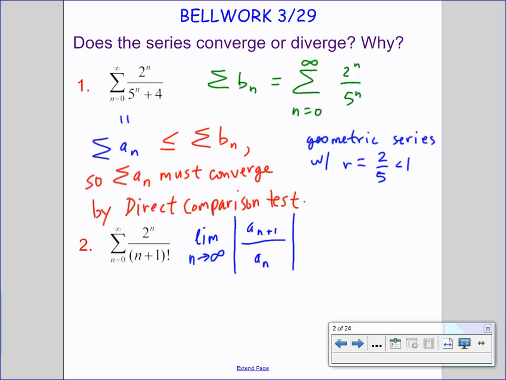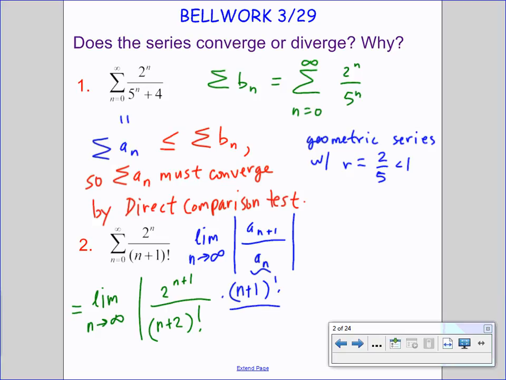So let's go ahead and see if we can plug in here. Again, I'll be multiplying by the reciprocal just to save space. So here we go. 2 to the n plus 1 over n plus 2 factorial. Did everybody see how we got that? n plus 2 factorial out of 1, good. And then my a sub n is going to be the original, but dividing by a fraction is the same as multiplying by the reciprocal. So on top we get n plus 1 factorial. On bottom we get 2 to the n.